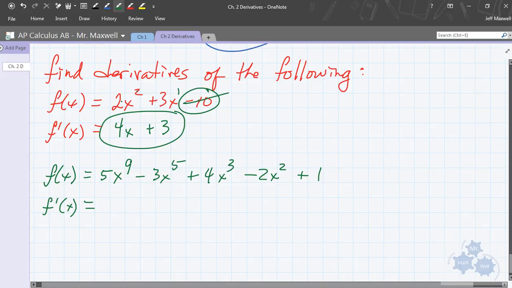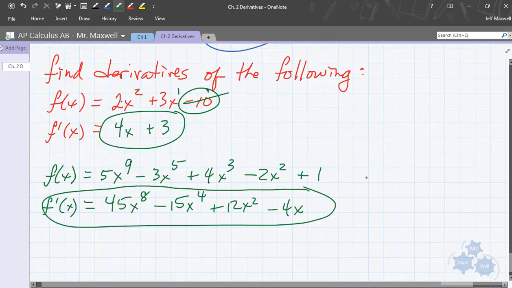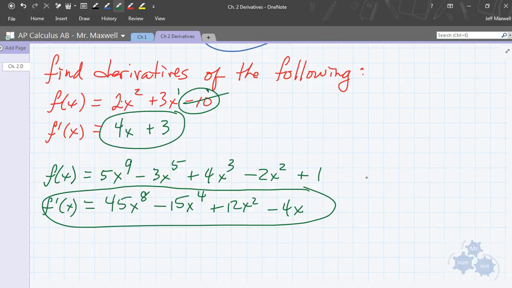It doesn't matter. This one here, go a little faster. 5 times 9, 45, x to the 8. Minus 15, x to the 4. Plus 12x squared minus 4x. Boom. Done. Okay, did you guys get that? Yes? Awesome. You are ready for the next level.